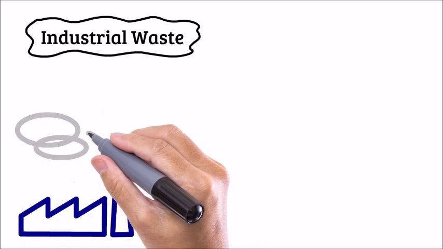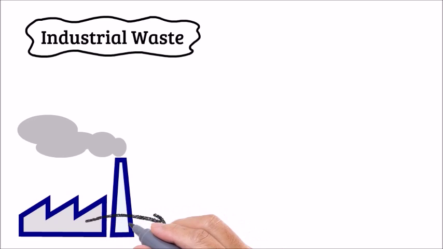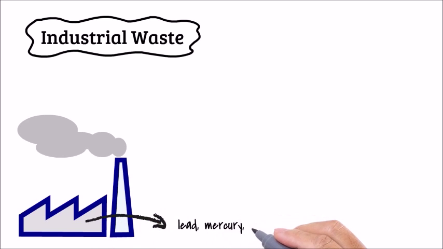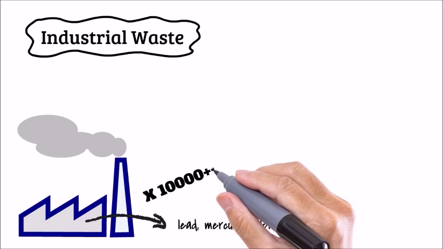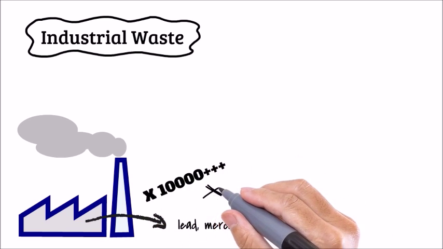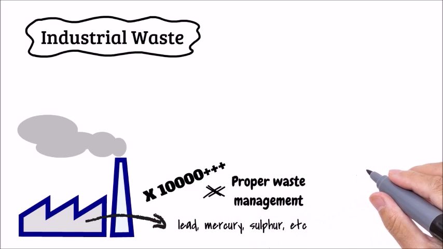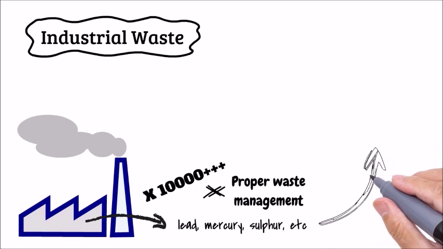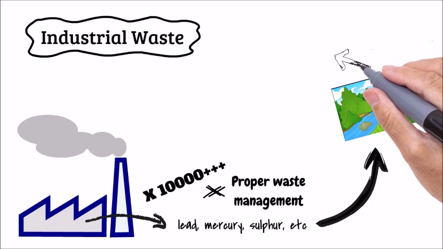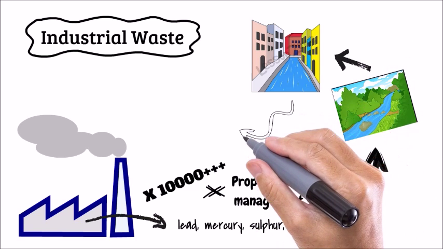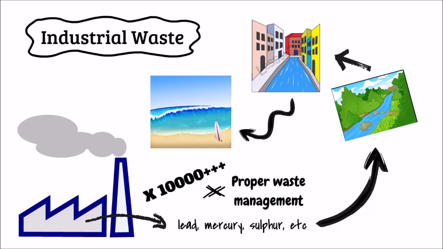As we all know, industries produce huge amounts of waste which contains toxic chemicals and pollutants. They contain pollutants such as lead, mercury, sulfur, and many other harmful chemicals. So many industries in the world do not have proper waste management systems, and believe me, this is a serious matter. Why? Because all these pollutants will eventually go into our rivers, canals, and later into the sea.